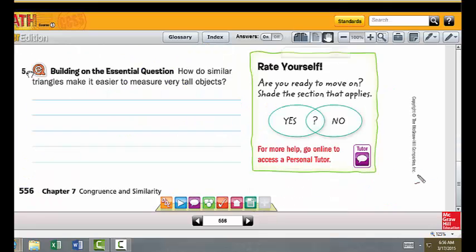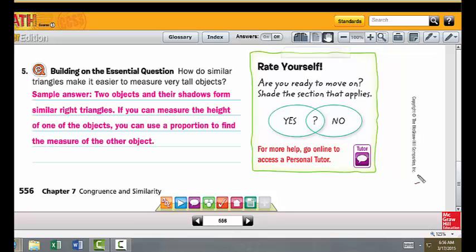Our essential question, number 5, let's just turn the answer on. First of all, the question: how do similar triangles make it easier to measure very tall objects? And the simple answer to that is two objects and their shadows form similar right triangles. As I said on problem number 3, we can always assume that they are similar triangles because the sun is so far away.